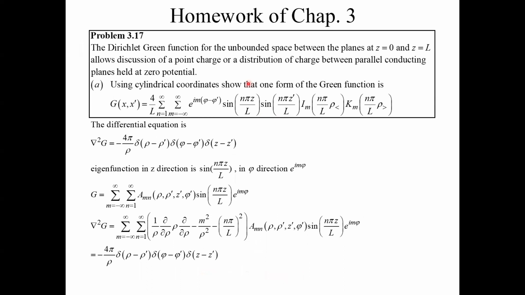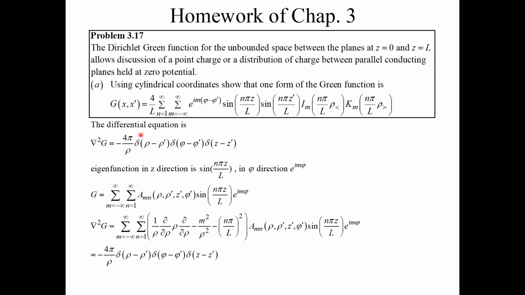And for problem 17, the Dirichlet Green function for the unbounded space between the planes at the two ends allows discussion of a point charge or a distribution of charge between parallel conducting planes held at zero potential. For part A, using cylindrical coordinates, show that one form of the Green function is like this. And here we start the heavy calculation.